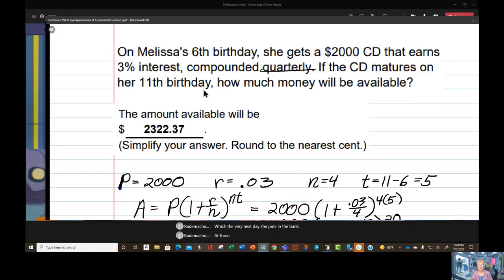It's at 3% interest compounded quarterly. What we're being asked is, if the CD matures on her 11th birthday, how much money will be available to her? And there's the answer. Let's see how they got it. Well, P, the initial amount, is $2,000. R is 0.03. N is 4, how boring. T is going to be, and you have to be careful here, T is not 11. She doesn't even get the CD until she's 6. So T is going to be 11 minus 6, which is 5.